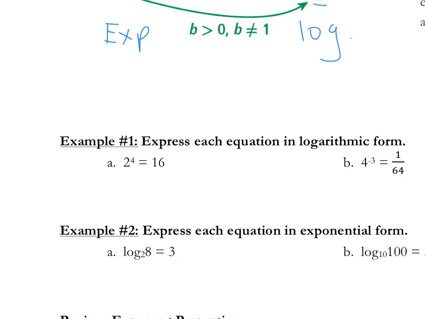On number 1a, I want to convert this to logarithmic form. Well, here's what I do. I know that this is going to be a log, and that the base of the exponent will be the base of my logarithm. I know that the answer is an exponent. So the 16 must go right here. So the way we would read that is that log base 2 of 16 equals 4. Why is that the case? Because 2 to the fourth power equals 16.